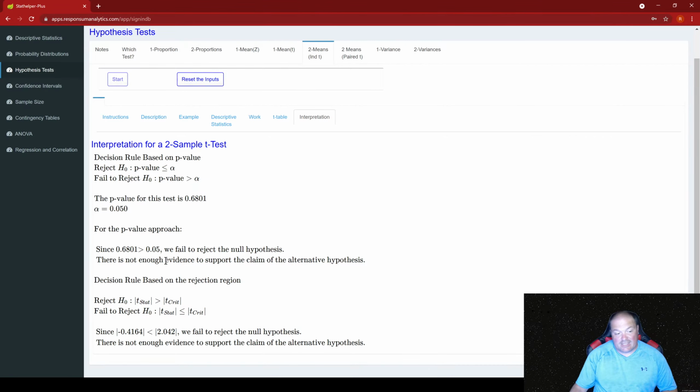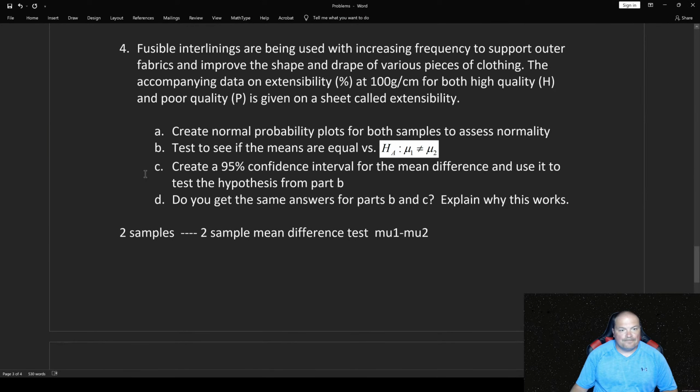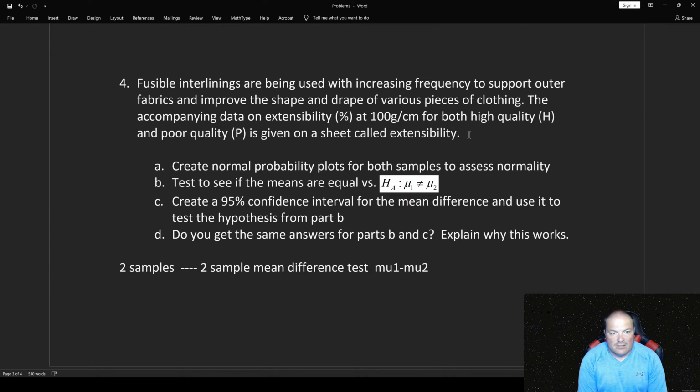If we take this and go back to the question, what we're basically saying is there's not enough evidence to conclude that the mean extensibility for high quality is different than the mean extensibility for poor quality cloth. So what we've done literally is part A and part B to this question.